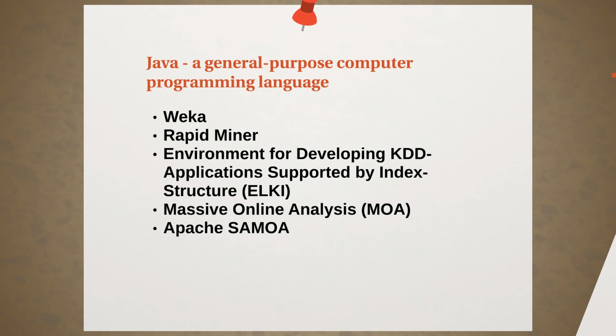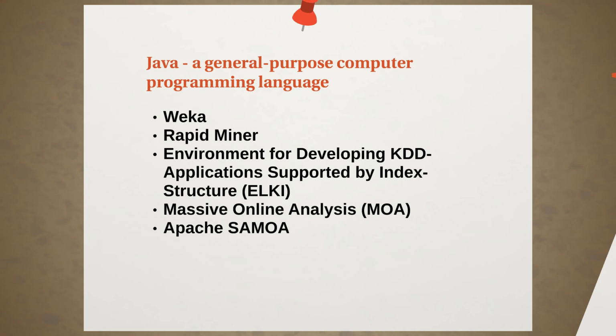Weka has a collection of machine learning algorithms for data mining tasks. The algorithms can either be applied directly to a dataset or called from your own Java code. Weka contains tools for data preprocessing, classification, regression, clustering, association rules, and visualization. The list goes on. We also have things like RapidMiner.